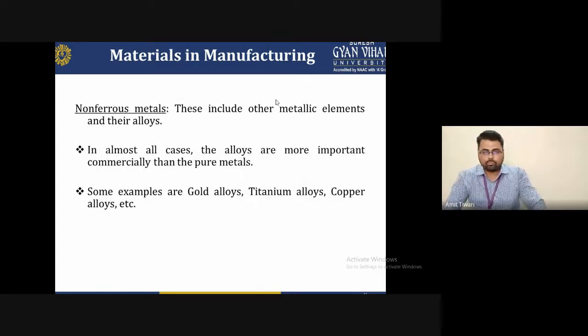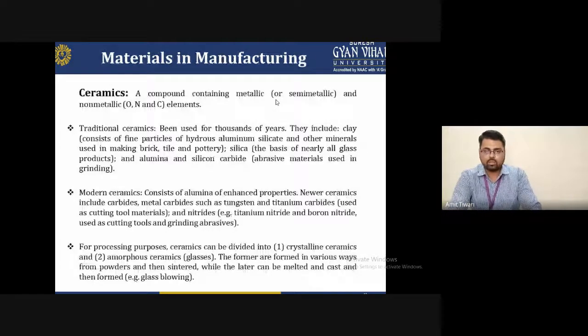Non-ferrous metals have a low number of carbon or iron present in the metal. This we can say is the non-ferrous metal.